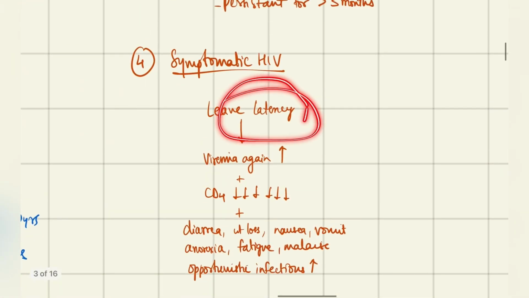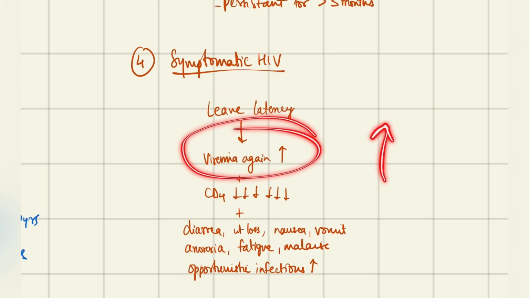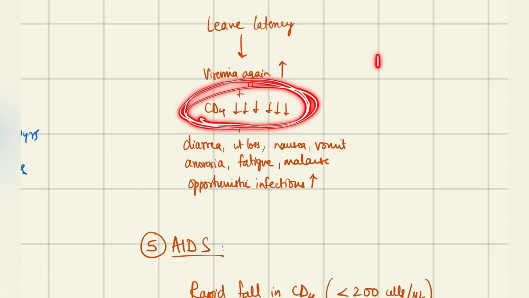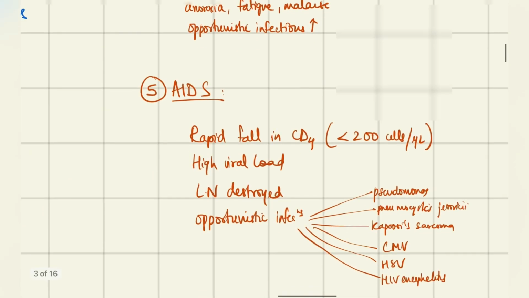Next, after it has completely left latency, we'll see the symptomatic HIV, wherein the viremia will rise again like it did earlier. But this time the virus is much stronger. So the CD4 cells will drop to extremely low levels. What will we see? Diarrhea, weight loss, nausea, vomiting, anorexia, fatigue, malaise, and opportunistic infections. All these general or severe features.